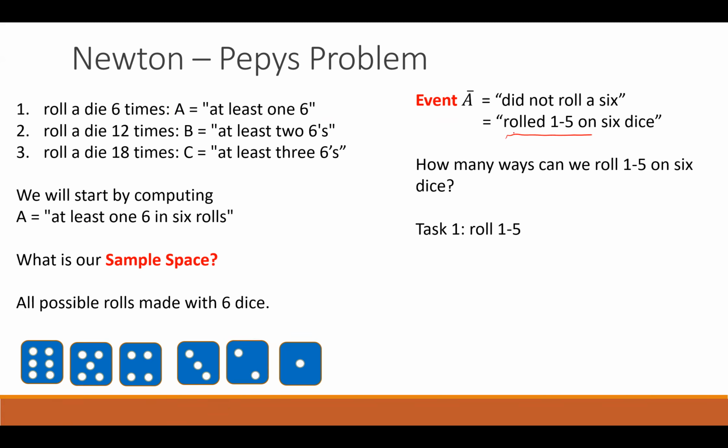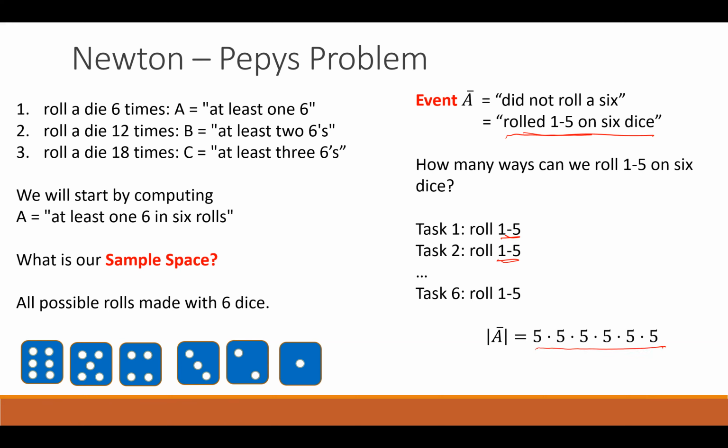So if I want to count, I could rewrite that as on each of my 6 dice, I rolled some number from 1 to 5. And then I can break that down and do a sequence of tasks, or I can make it into a sequence of 6 characters, and then each character is taken from the numbers 1 through 5. Both of those are equivalent. But yeah, task 1, task 2, up to task 6. And I have 5 ways to roll a 1 through 5 on die 1, 5 ways to roll a 1 through 5 on die 2, etc. So then I have 5 times 5, 5 to the power 6 ways to roll no 6s on any of my 6 dice.